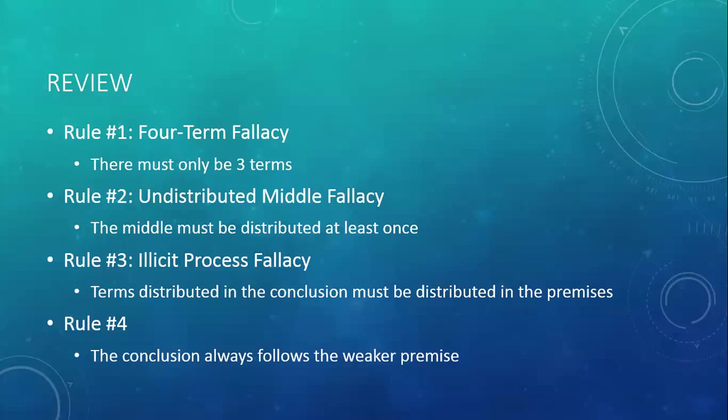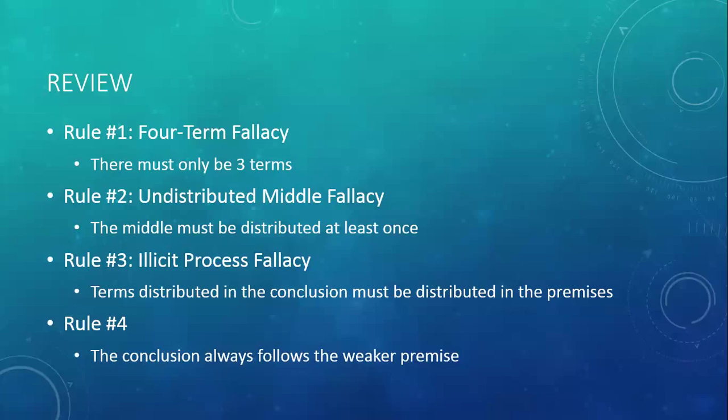Illicit process fallacy. Anything that is distributed in the conclusion must be distributed in the premises. So anything that you say at the bottom is distributed, you better say that at the top is distributed as well, right? You can't get what you don't have. So if you don't have it up in the premises, you can't get it in the conclusion. And rule 4, conclusion always follows the weaker premise, and the weaker premise here meaning like the sums, right? If there's a sum in the premises, then there better be a sum in the conclusion. And if there's a no in the premises, there better be a no in the conclusion.